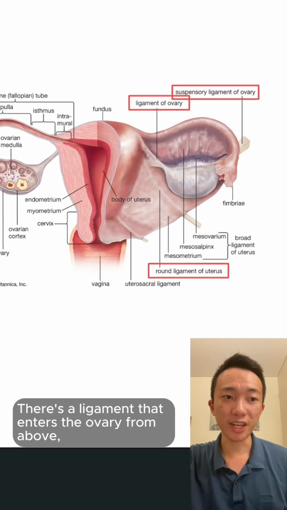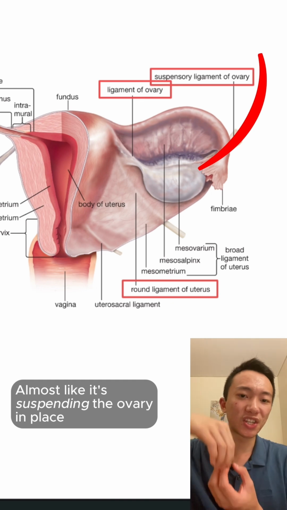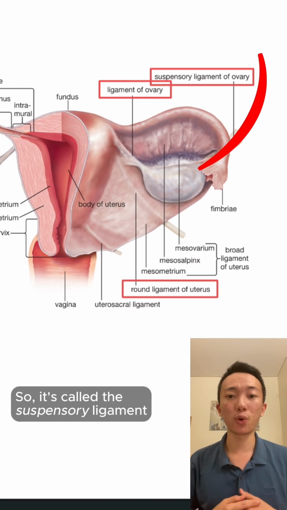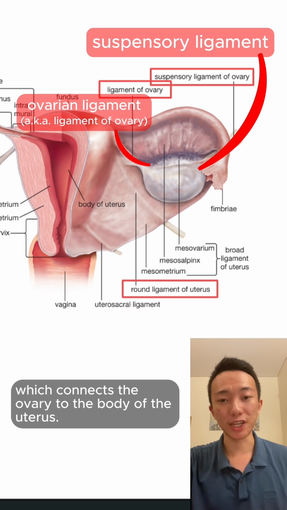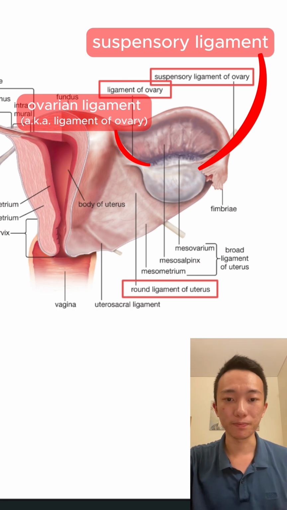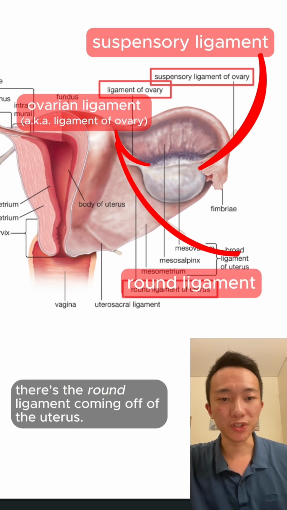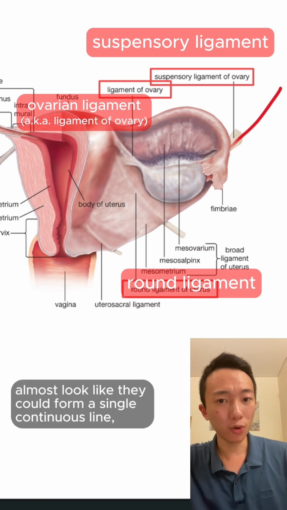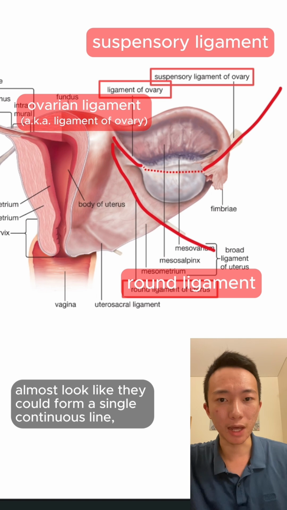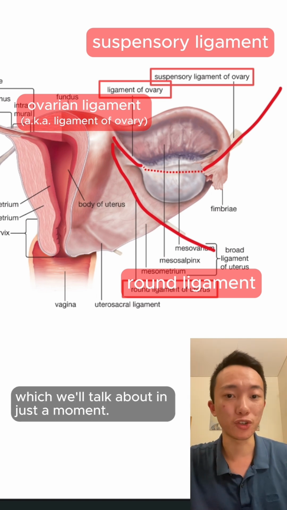There's a ligament that enters the ovary from above, almost like it's suspending the ovary in place, so it's called the suspensory ligament. Then there's the ovarian ligament, which connects the ovary to the body of the uterus. And thirdly, there's the round ligament coming off of the uterus. Now, you might have noticed that these three ligaments almost look like they could form a single continuous line, and there's a good reason for that, which we'll talk about in just a moment.